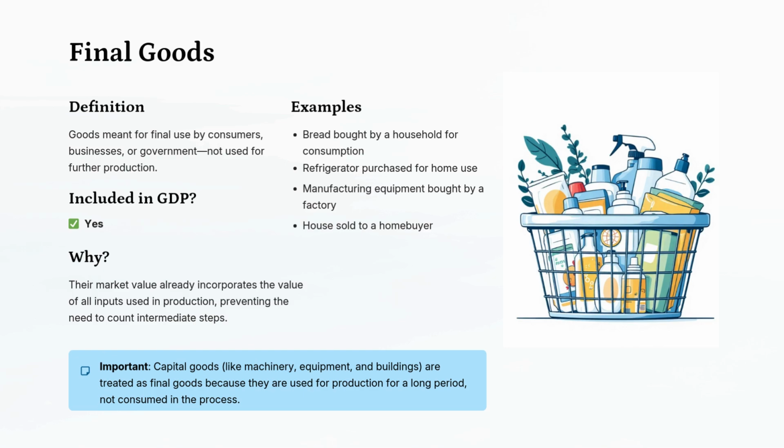Final goods are goods meant for final use by consumers, businesses, or the government. They are not used for further production and are included in GDP. For example, bread bought by a household, a refrigerator for home use, machinery bought by a factory, or a house sold to a buyer. Their market value already includes the value of all inputs used in production.